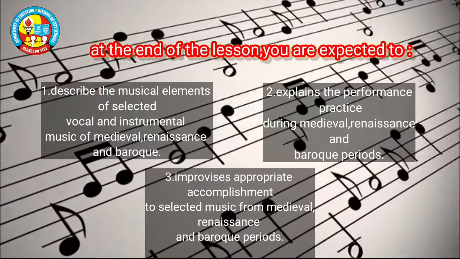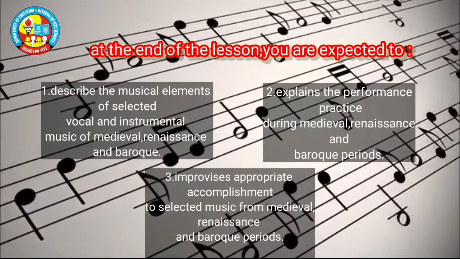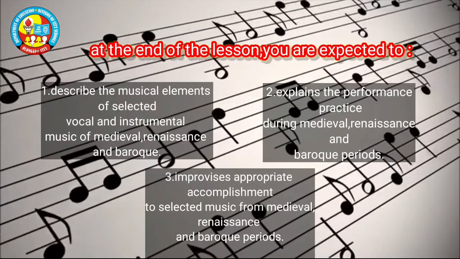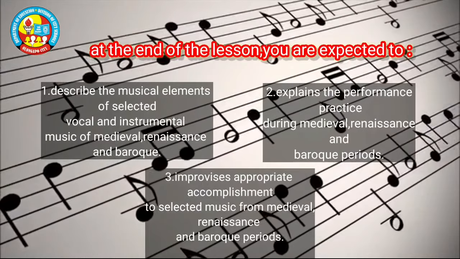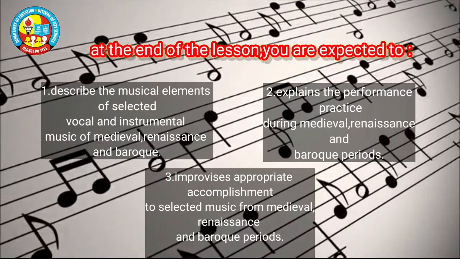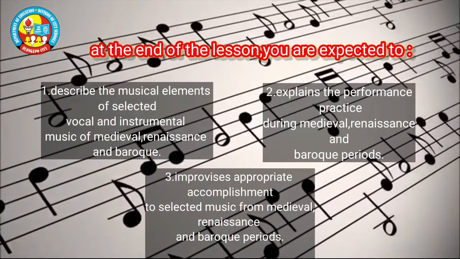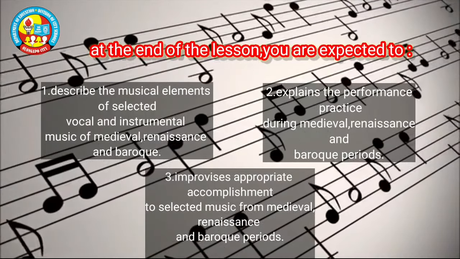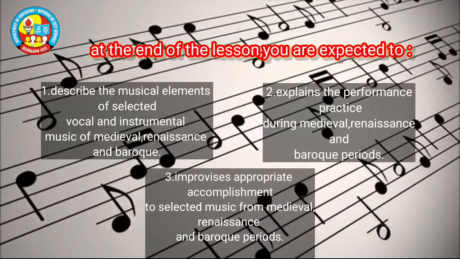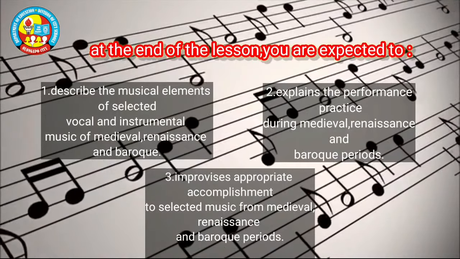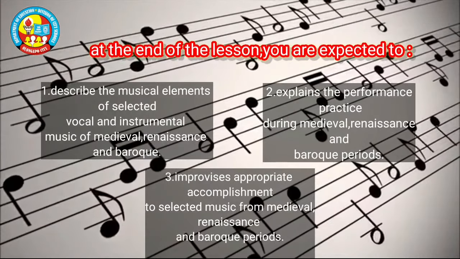At the end of the lesson, you are expected to, number 1, describe the musical elements of selected vocal and instrumental music of medieval, renaissance, and baroque periods. Number 2, explain the performance practice during medieval, renaissance, and baroque periods. And number 3, improvise appropriate accompaniment to selected music from medieval, renaissance, and baroque periods.